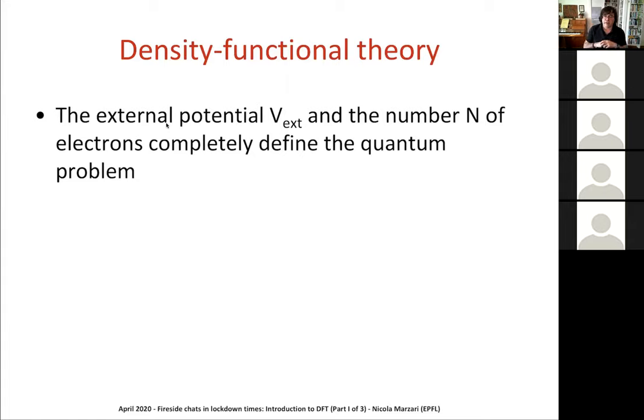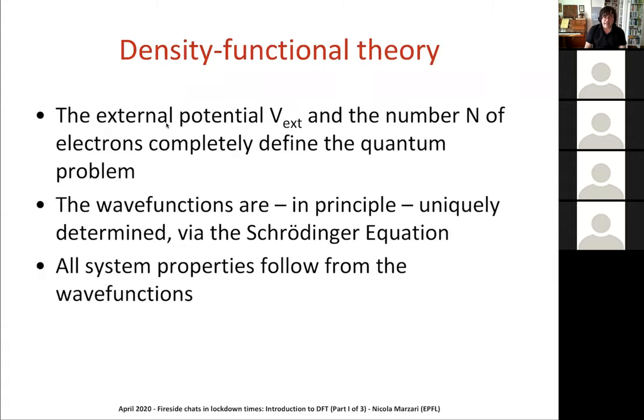The Schrödinger equation needs to know what the external potential is, where your nuclei are, and how many electrons we have. If I give you the external potential and the number of electrons, and you are better than Ramanujan, you're going to solve the Schrödinger equation for me. You might not be able to, but someone in principle can do it. So the problem is completely well defined, and the solution of the Schrödinger equation, impossible in practice but well defined in principle, is there.